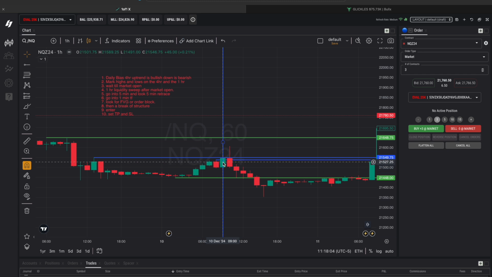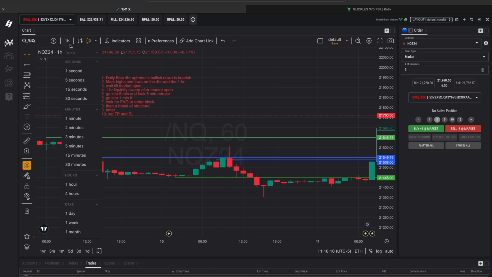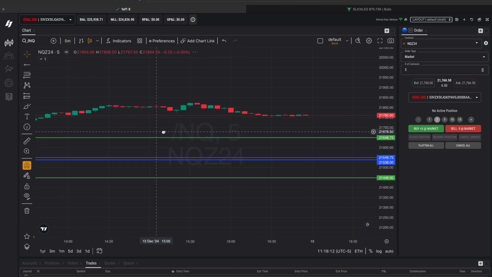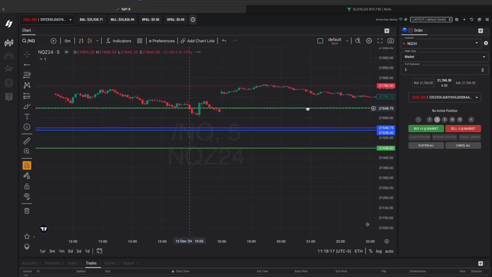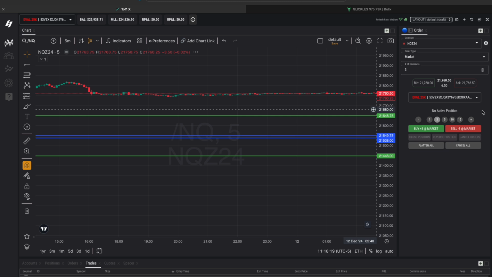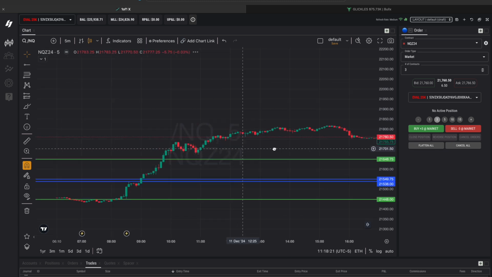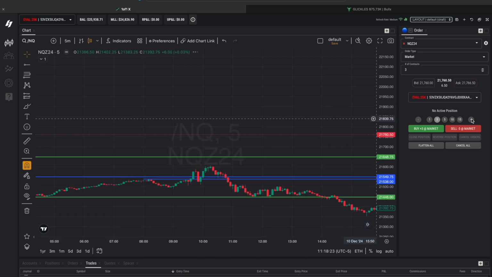Market opens right here at 9:30. Let's get rid of this. We can see we get a sweep of this liquidity. Perfect. So we're going into the 5 minute. And you don't have to wait for that candle to close. It can just be a wick because the candle's not going to close till 10. So once the 1 hour wicks up into there, you can hop into the 5 minute.